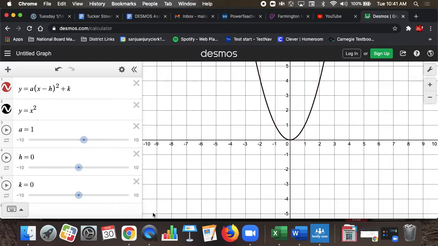As I shift each of these, it does something different. So if I move my h, notice it's a horizontal shift. So just keep that in mind. The h is moving it left or right. The k moves the vertex, and when I say it moves it left or right, I'm talking about the whole parabola. The parabola is moving down or it's moving up when I move the k. The a value makes it skinnier, which we call a stretch, or wider, a compress. Okay, so keep that in mind.